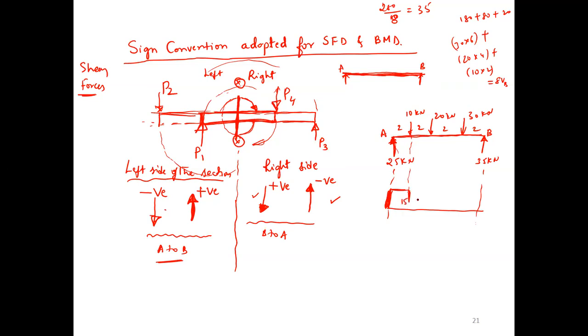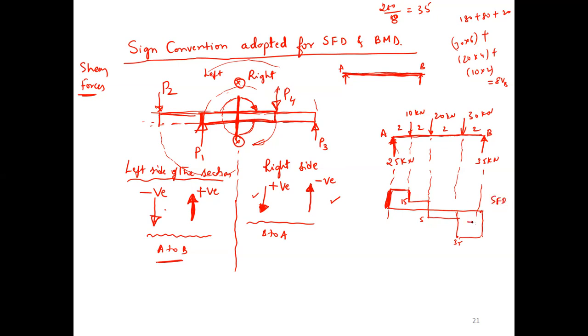This is 15. Next, once again, I'll go here. Is this acting downward or upward? Downward. Downward means minus here. 15 minus 20 is minus 5. It will go to here. This is minus 5. Now, once again, I'll go to here. Minus 5, minus 30, how much? Minus 35. I'll go to here. The reaction is upward, plus 35. It is 0. This is the SFD.